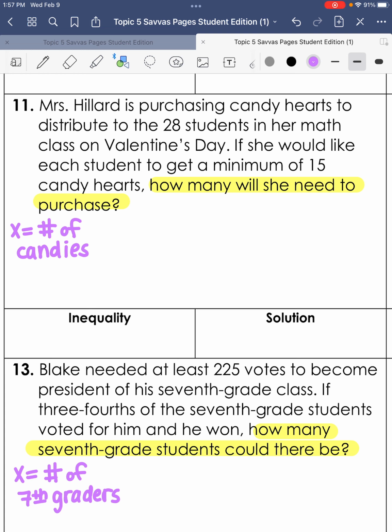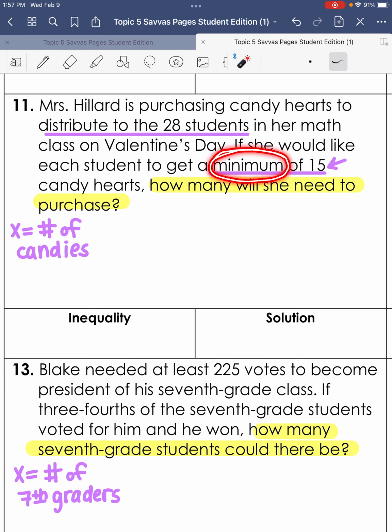Okay, now what else is important? Well, she wants to distribute to 28 students in her class, and she wants each student to get a minimum of 15 candy pieces, right? Well, which one of those is the total? I know it seems odd, but I would say the minimum of 15 is your total. That's the total amount that each student gets, right? Okay, so that's my total. And I also believe that that's the total because it tells me minimum.